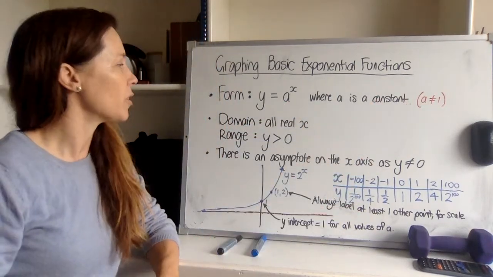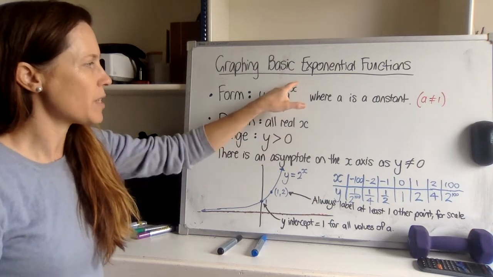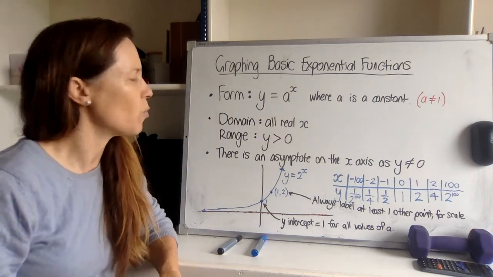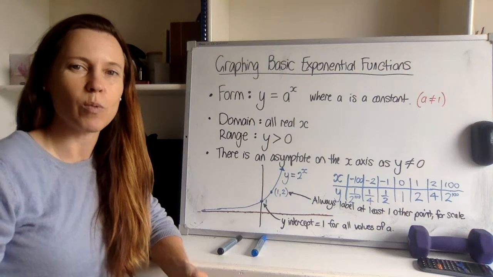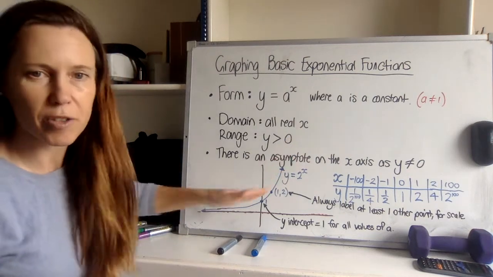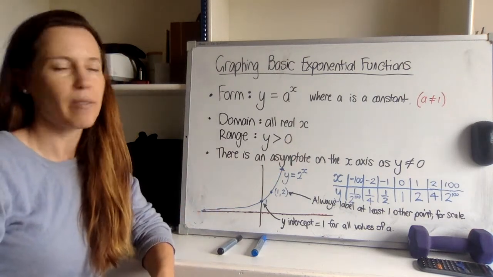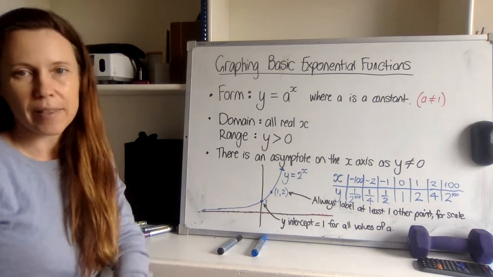Now, let's consider why not. If a was 1, then if we sub in various other values of x, 1 to the power of anything is still just 1. So it wouldn't have this characteristic shape that exponential functions have. So a can be anything other than 1.